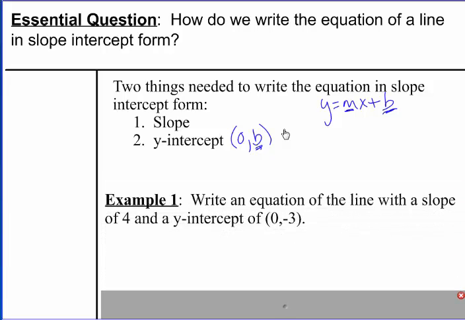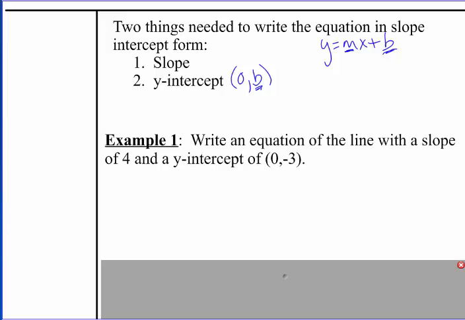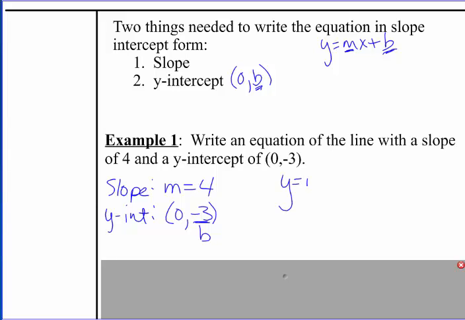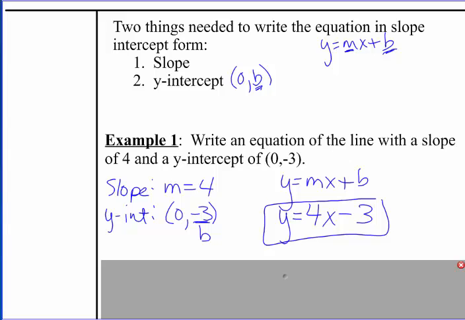So let's take a look at our first example. Write an equation of the line with a slope of 4 and a y-intercept of (0, -3). So our slope is 4. The y-intercept is (0, -3). Remember, the -3 is the b part. The 4 is the m part. So you write down the formula and plug in the appropriate numbers in the appropriate spot. So our slope is 4. Don't forget your x. And the b is -3.